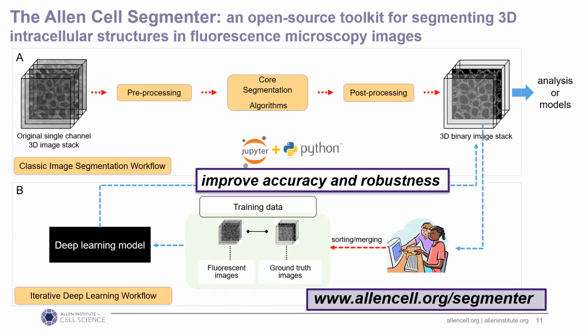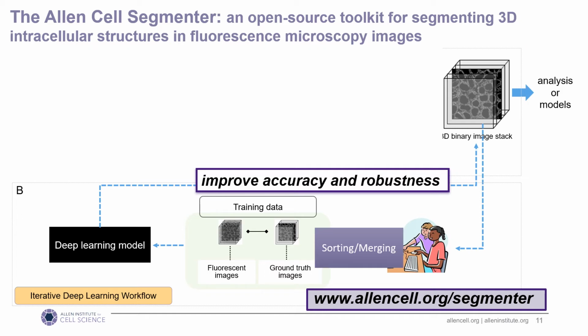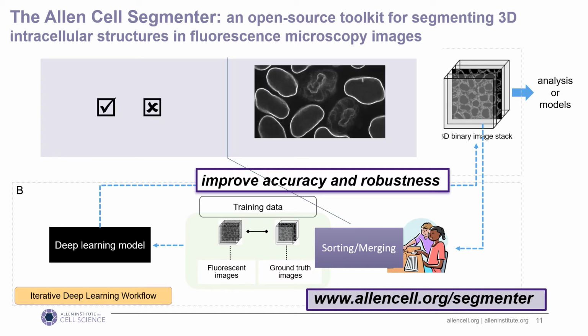The training assay approach is implemented with our Allen Cell Segmenter. We can use the classic part to create some preliminary results of Lamin B1 segmentation and CAAX segmentation. Then we feed that into an iterative deep learning workflow, where the preliminary results are curated with very minimal effort by either sorting or merging. Sorting is just like pass or fail, and merging is like circling out certain areas to use a different segmentation version. This is very helpful in dealing with cells in different stages. And then we use the curated training data to build a deep learning model.